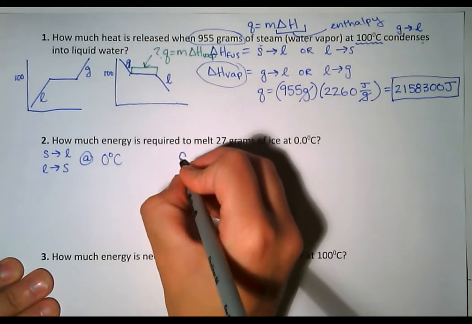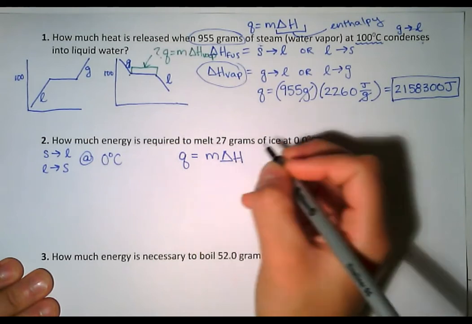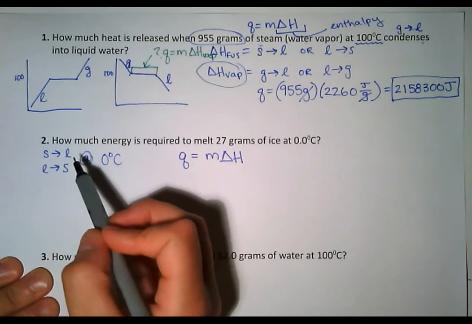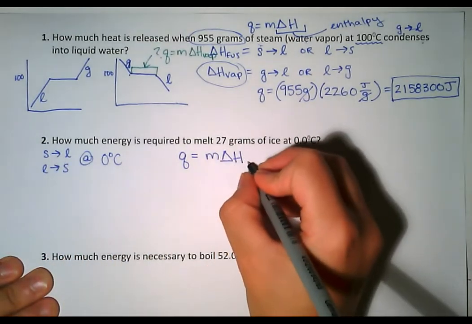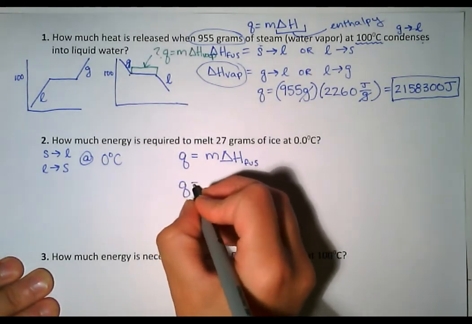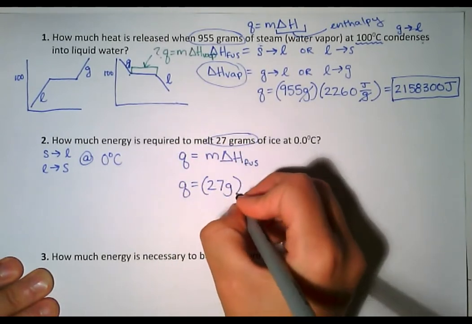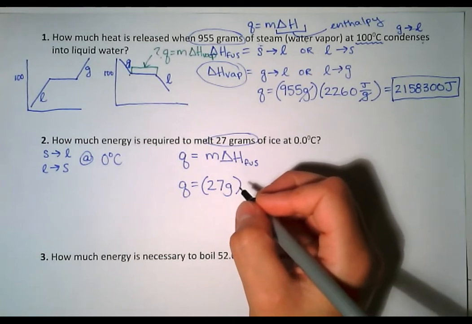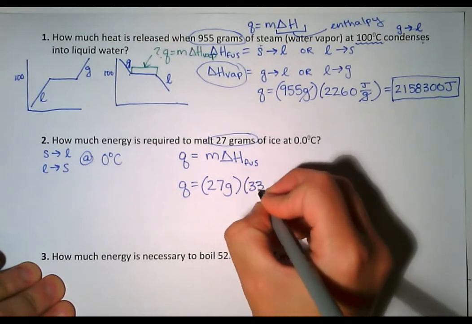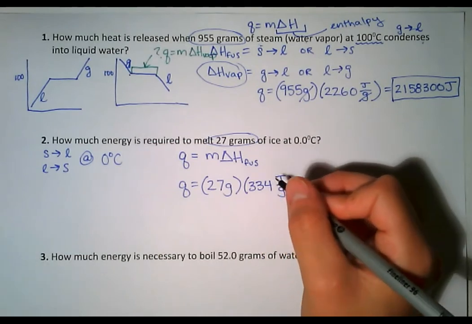So all we're going to need to do is Q equals M times delta H, and since we are going between a transition from solid to liquid, this is going to be our delta H of fusion. So we can go ahead and get these values. Q equals our mass, 27 grams, times delta H of fusion, which is on your formula sheet for solid water, and it's 334 joules per gram.